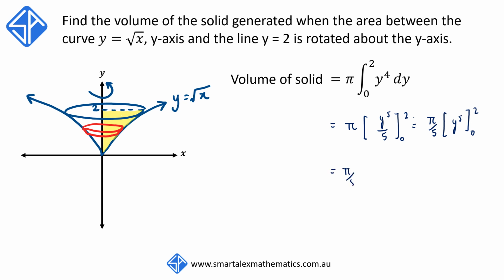This will then give us pi over 5 times 2 to the 5 minus 0 to the 5, which evaluates to 32 pi divided by 5 units cubed. And this is our final answer.